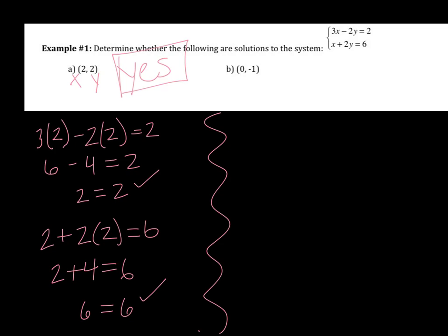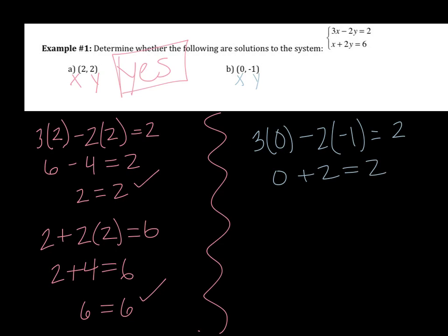So now let's check B. Again, 0 is going to be your x. Negative 1 is going to be your y. So 3x minus 2y: 3 times 0 minus 2 times negative 1. Be careful with your negatives. Equals 2. So 3 times 0 is 0. Negative 2 times negative 1 is positive 2. 0 plus 2 is 2. Remember, you have to check both equations, not just one. Just because it works for one doesn't necessarily mean that solution is going to work for both equations. It has to work for both.